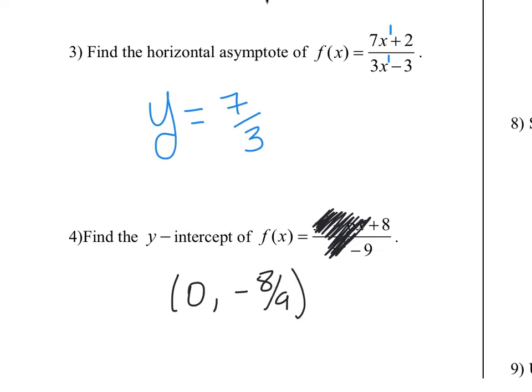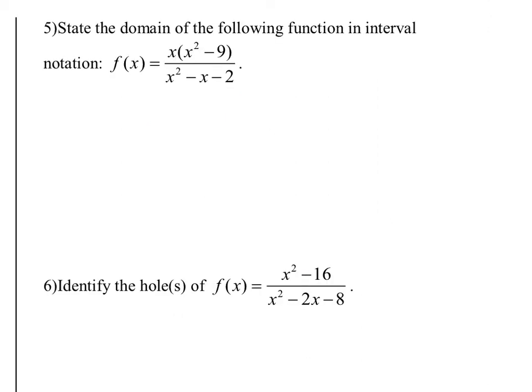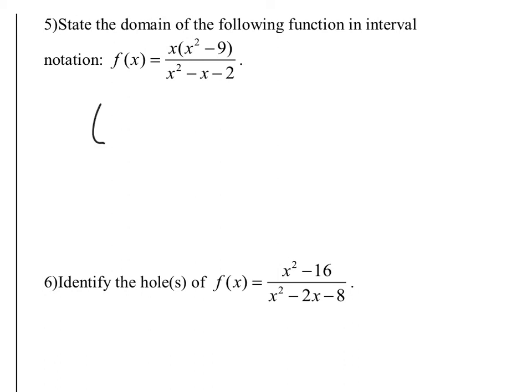Okay, let's go on to question 5. In question 5, we have to state the domain of the following function in interval notation. So we need to factor the denominator to find the domain. So I'm going to find the two numbers that multiply to give me negative 2 and add to give me negative 1. Well, that's going to be 2 and 1. And I need it to be negative 1, so that means that my 2 is going to be negative, and my 1 is going to be positive. Now I set those equal to 0, and I solve for x. I get x equals 2, and x equals negative 1.